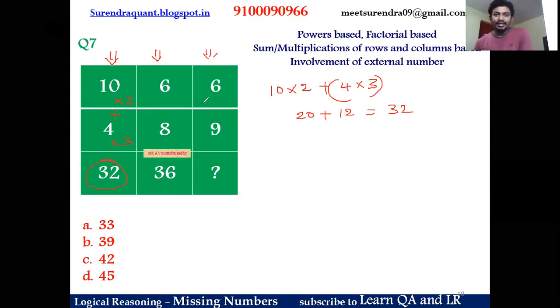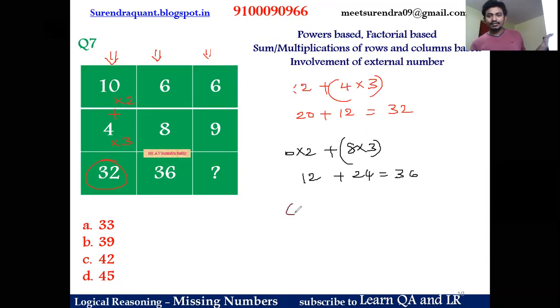If you do the same thing here, friends, what is 6 into 2? 6 into 2 is 12 plus 8 into 3. 8 into 3 is 24 and the sum is 36. Now here, what do you want to do? Into 2 for the first term, right? So 6 into 2 plus 9 into 3 you must do for the second row. 9 3s are 27, 6 2s are 12, 12 plus 27, the answer is 39 and that is option B.